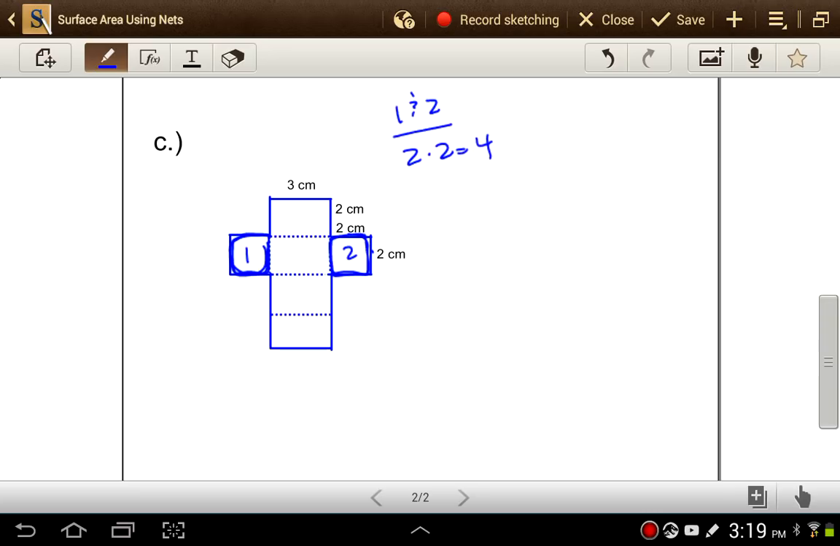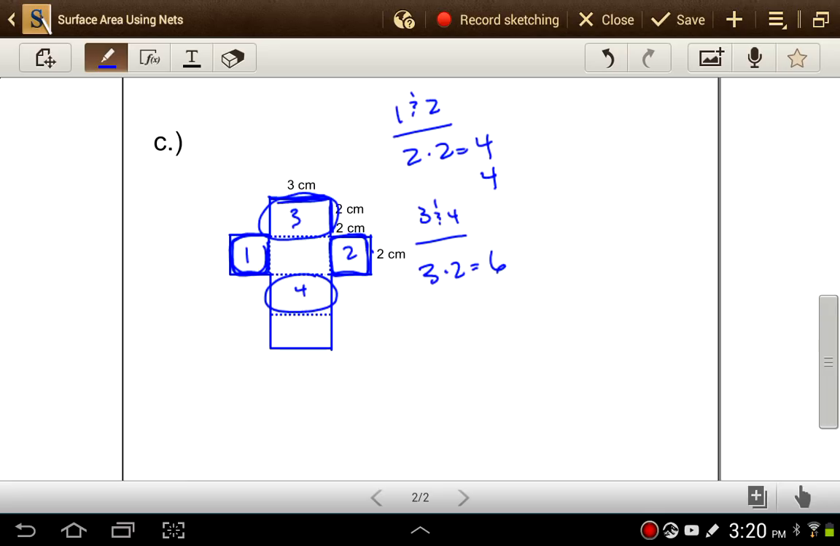Now, when I look at my flaps here, this flap here and this flap here are going to be the sides. This is going to curl up to be the front. That's going to curl up to be the back. So those two, 3 and 4, are going to be the same. So the area of those are 3 by 2. So I'm going to do 3 times 2, which equals 6. Since I have 2 of them, I'm going to double it.